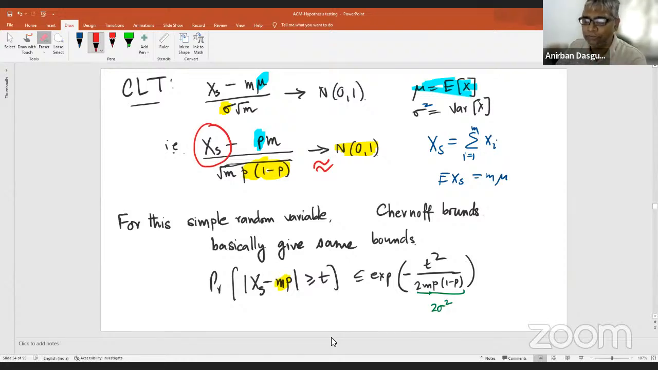For the Chernoff bound, it turns out that for this simple example, in case you know the Chernoff bound, if not, just shut your ears for a moment, the Chernoff bound basically gives the same bounds. For this very simple example, it gives exactly the same as the CLT result, which is not the case for other random variables.